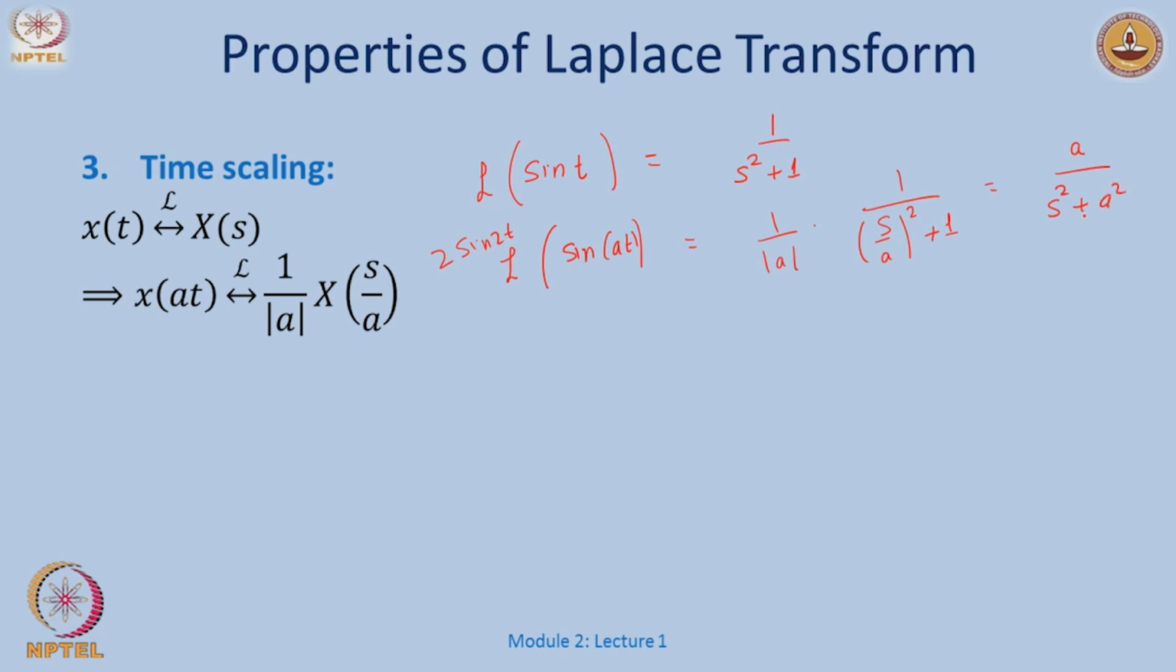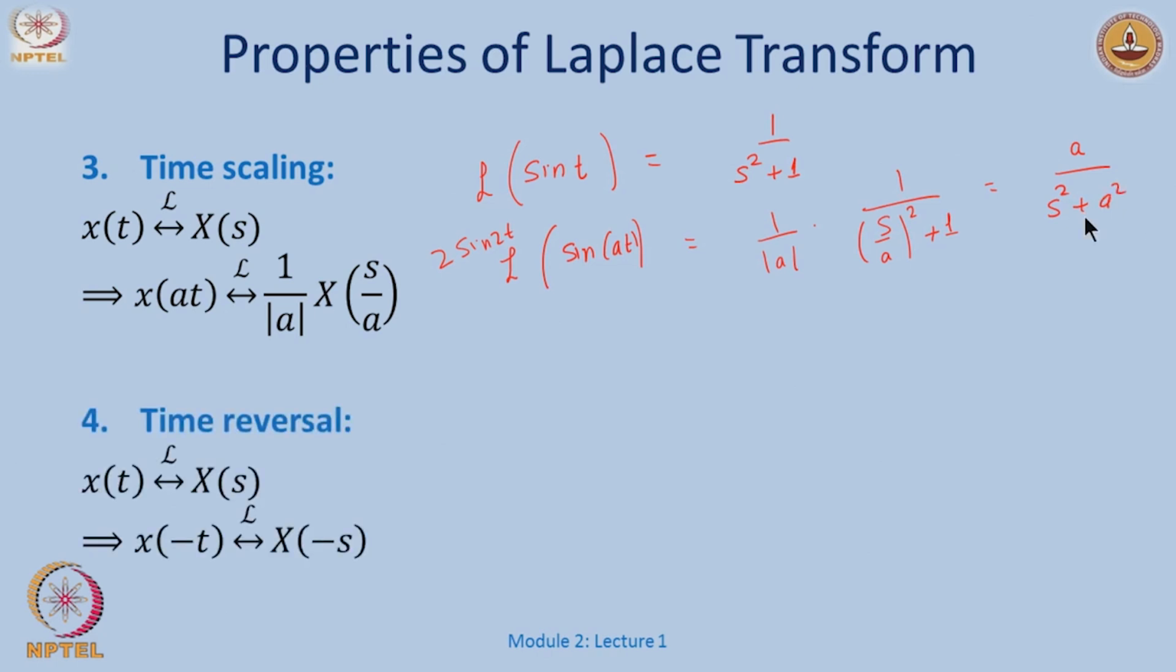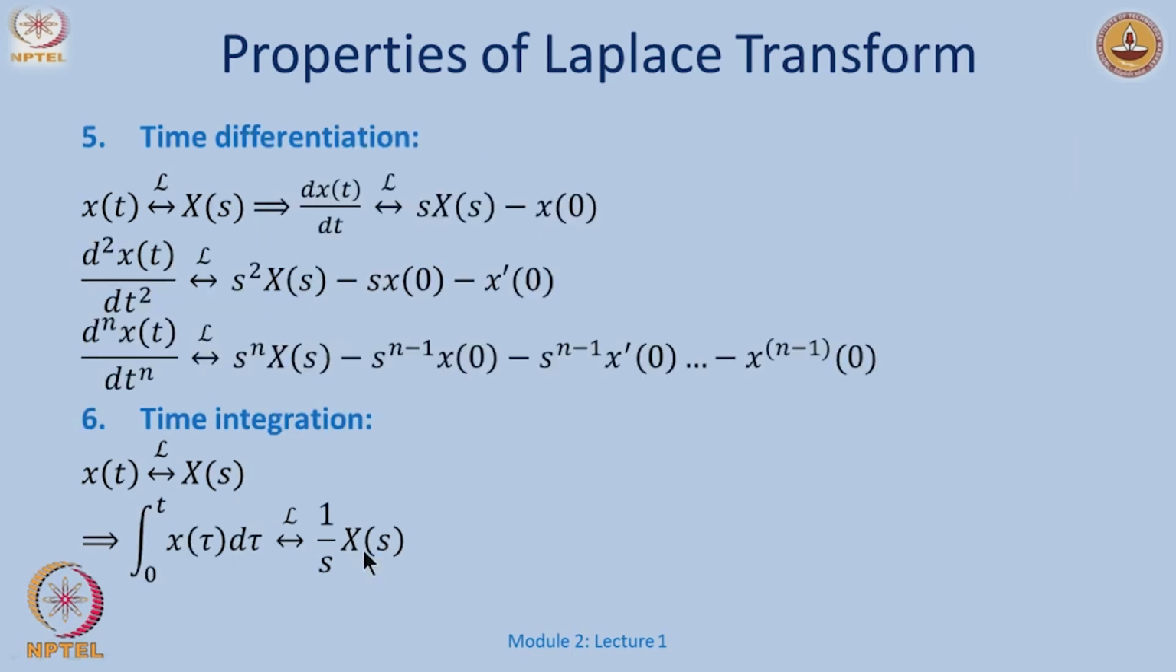This is what we had exactly derived earlier. Okay. Now, the next property is time reversal. It's kind of straightforward, right. You just replace the minus t with a minus s. Okay. We will not do any examples on this.